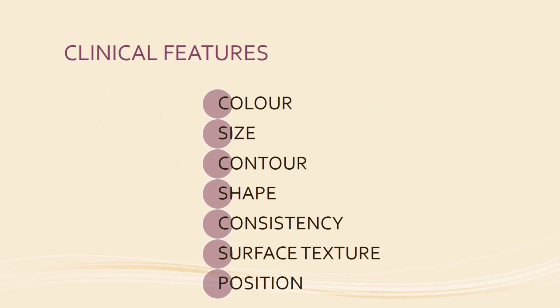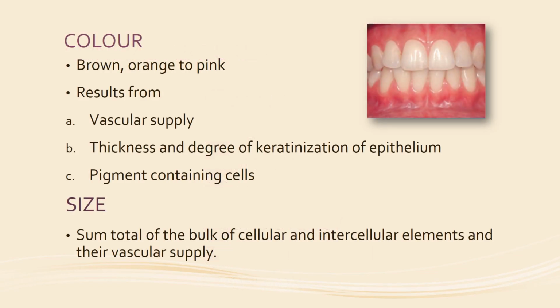Coming to the clinical features of gingiva. Gingiva is brown or orange to pink in color, which results from the vascular supply, thickness and degree of keratinization of the epithelium, and the pigment-containing cells such as melanocytes. Coming to the size, it is the sum total of the bulk of cellular and intercellular elements and their vascular supply.